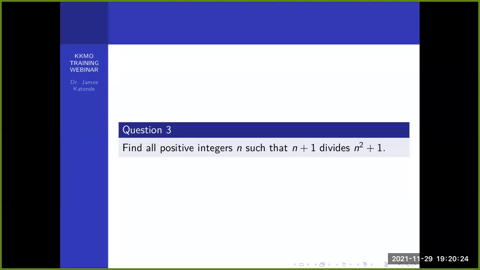So question 3 says find all possible positive integers n such that n plus 1 divides n squared plus 1.